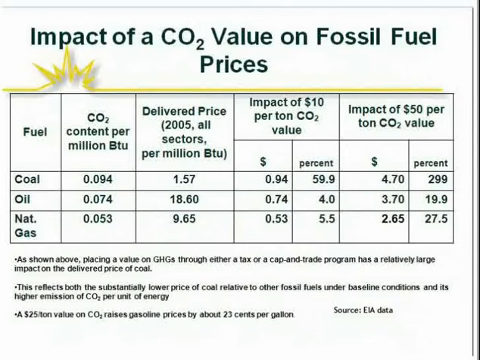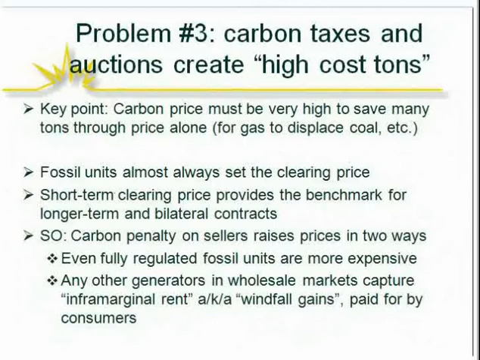Now, here I'm summarizing again my point about costs, that if we're not careful, through a carbon tax or through an auction, supply-side based cap with an auction, we can create really high-cost tons, because fossil units almost always set the clearing price, and we can find ourselves dramatically increasing electricity rates without reducing emissions very much. Next slide.